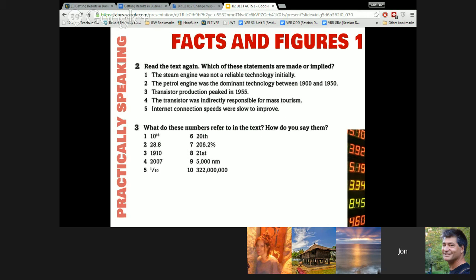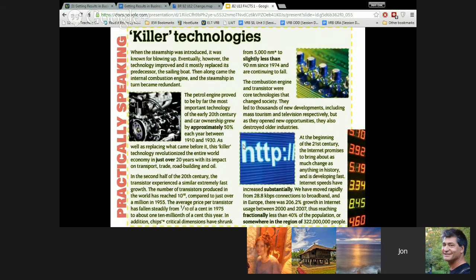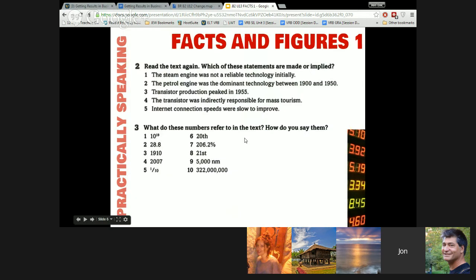At the beginning, steam technology was known for blowing up. Exactly. That's right. So it was not stable. It would explode. Absolutely. So it's true because of that reason. Okay? Let's take one each.